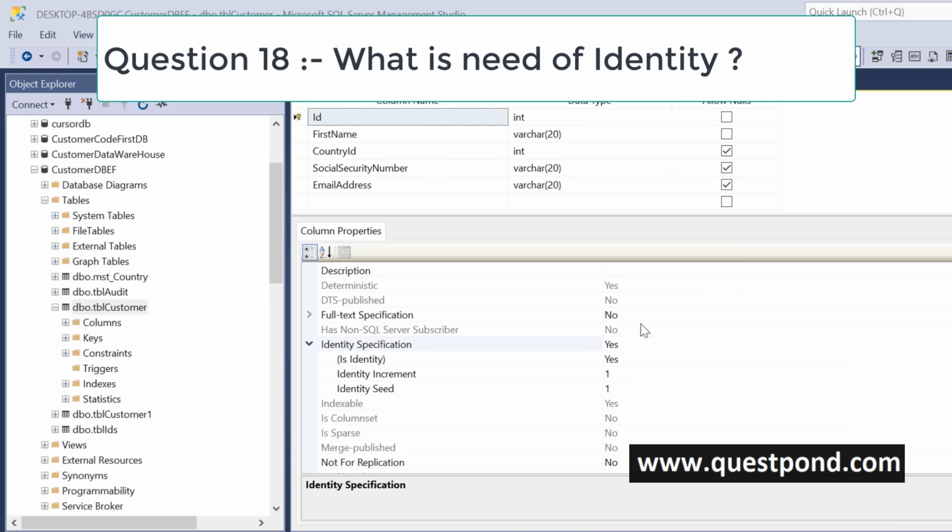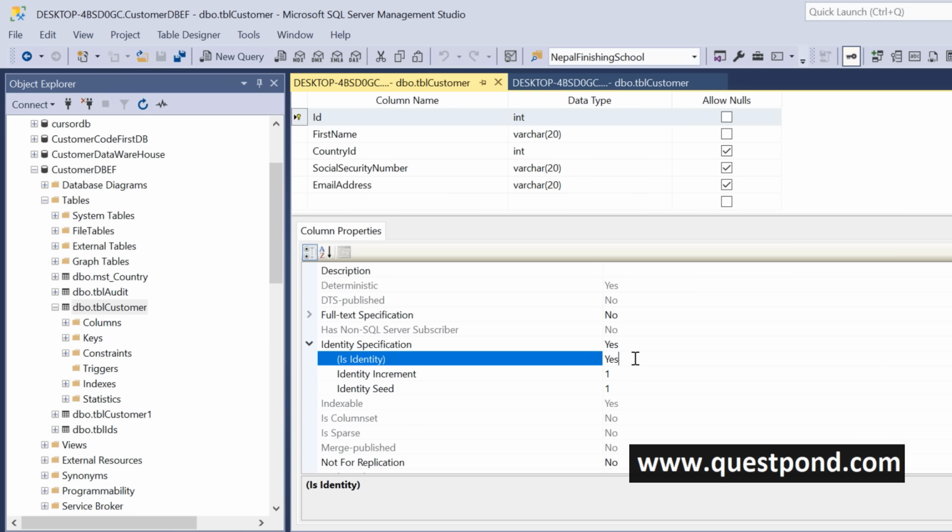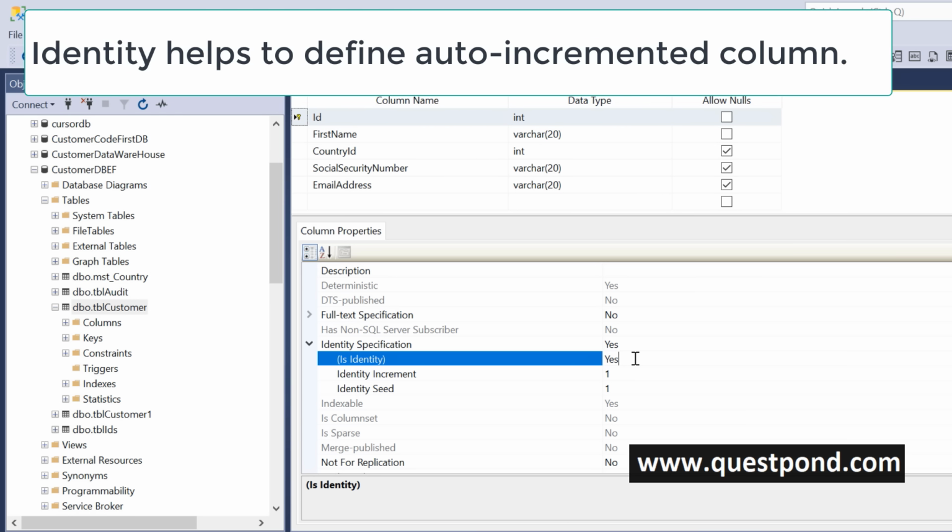What exactly is an identity column in SQL Server? An identity column, so if you see in SQL Server, when you select any numeric data type, you get something here called an identity specification. So what exactly is this identity specification? When you define a column with identity specification as yes, the values increment automatically. So it is an auto incremented column by SQL Server.